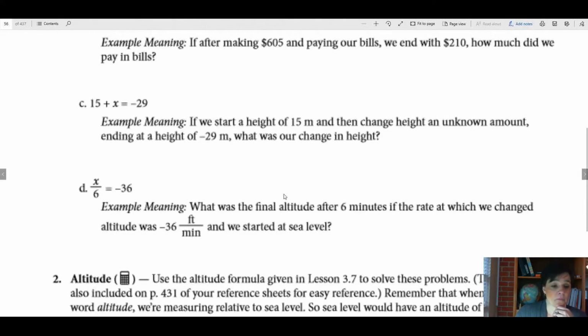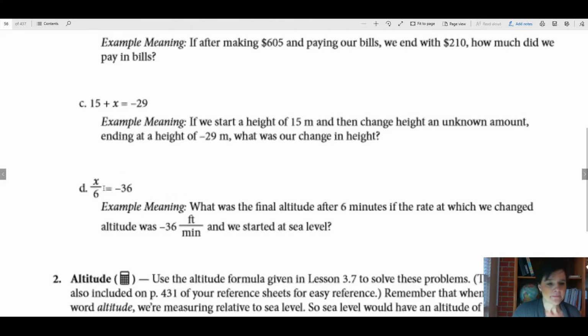On D, we have x over 6, or x divided by 6, equals negative 36. Now, this is an example meaning: what was the final altitude after 6 minutes if the rate at which we changed altitude was negative 36 feet per minute and we started at sea level? So basically what we're going to do here is, let me make sure I'm on the right one over here.